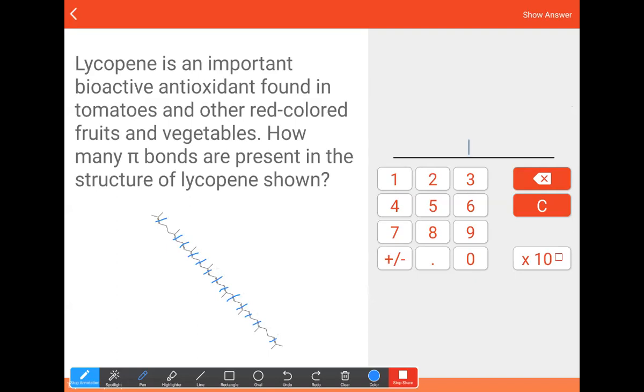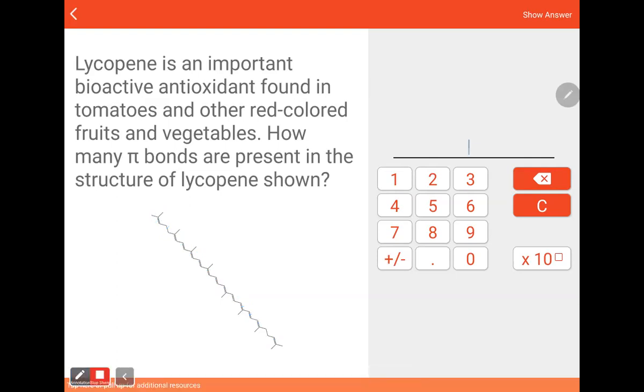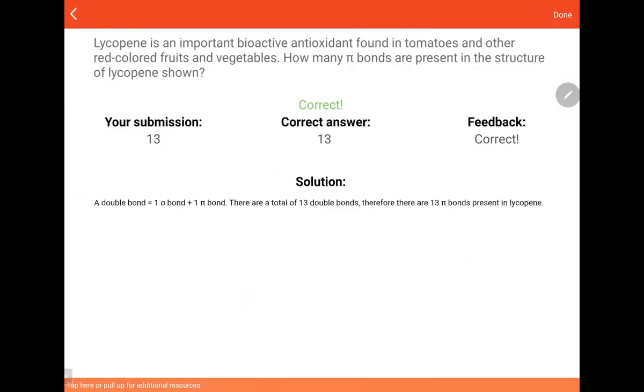Now, if it was asking about sigma bonds, you'd have to add the 13 from there plus all the single bonds, which is considerably more, including ones like this, which are going out to a carbon. So there'd be a lot of sigma bonds, but in this case we're asking about double bonds, pi bonds, and so we would say 13. There we go.